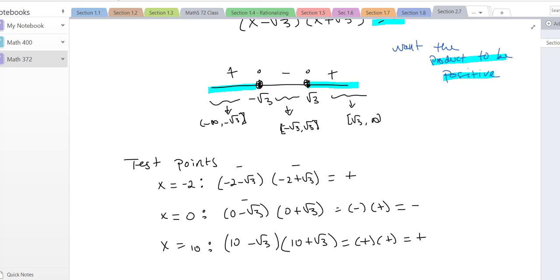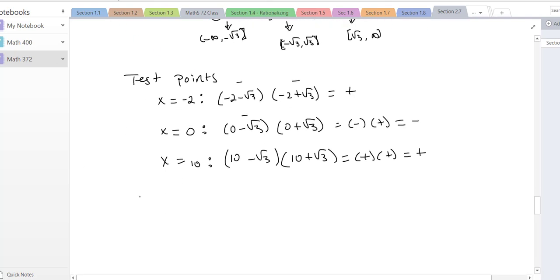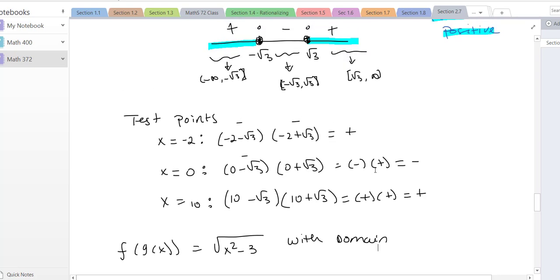So what this says is that our composition of functions f of g of x is the square root of x squared minus 3, with domain, what did we get? We want to be able to see that number line. Minus infinity to negative root 3, with a bracket because we're including it, union positive root 3 to infinity. So we skip that middle, negative root 3 to root 3.